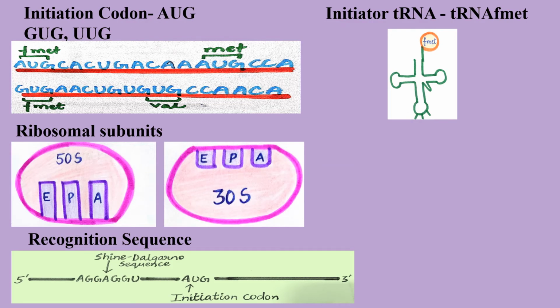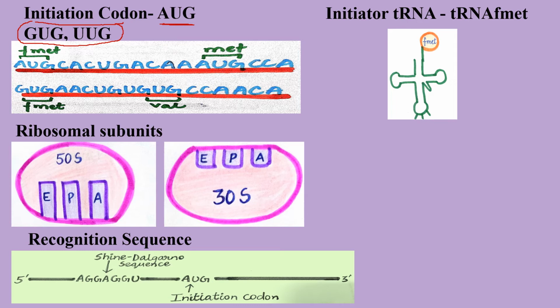After the charging of tRNA with their respective amino acids, the next stage of translation is initiation. Now I'll tell you what the requirements essential for the initiation phase are. First is the initiation codon or start codon. This codon initiates the process of translation, and generally AUG acts as the start codon, but sometimes GUG and UUG can also behave as start codons.